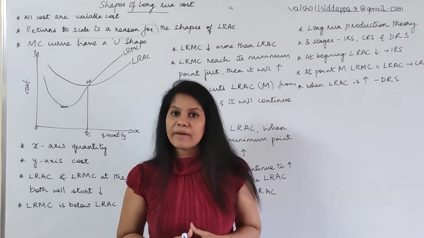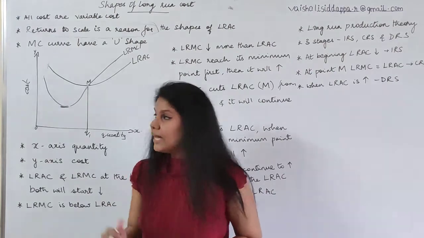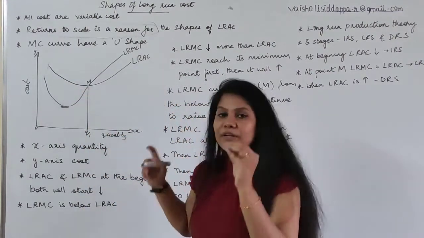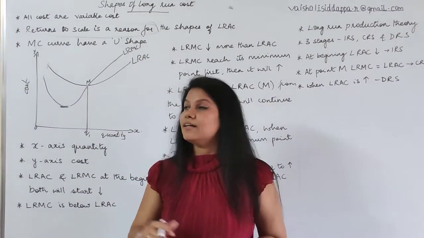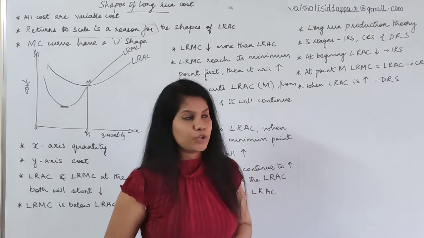Why? What is the reason behind LRAC being a very broad U? What is the reason behind it? The reason behind it is a simple reason: the returns to scale theory is the reason. So let me explain how.